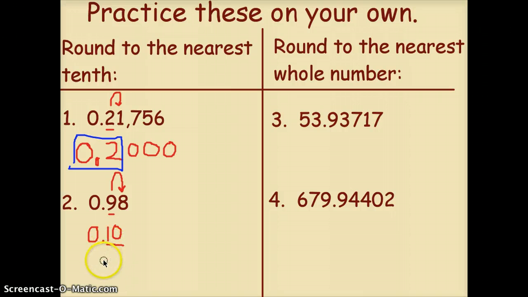So instead, I'm going to keep the 0 here. I'm going to keep this 0 the same, and I'm going to carry the 1 to the next spot. It's just like when you do addition and you need to carry it over. So my final answer is going to be 1 and 0/10, which is just the same as the number 1.